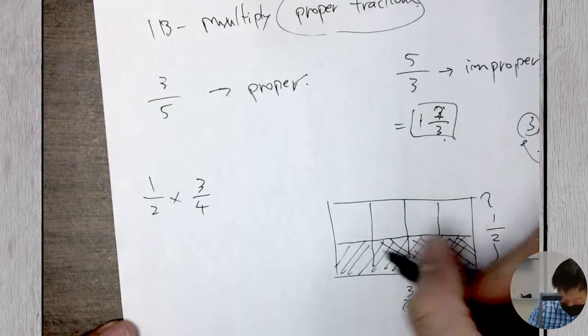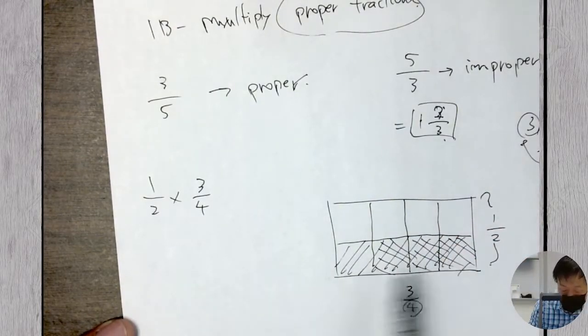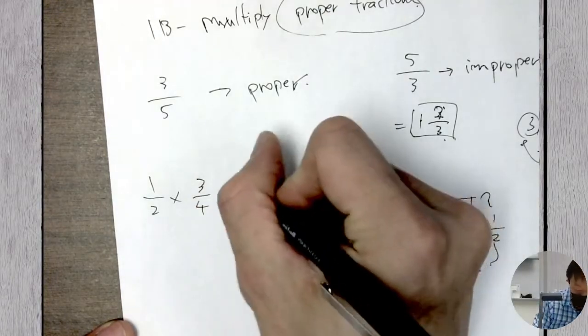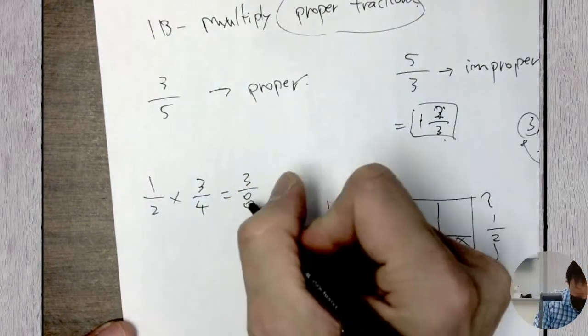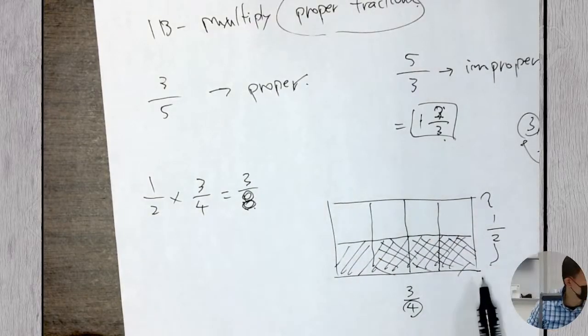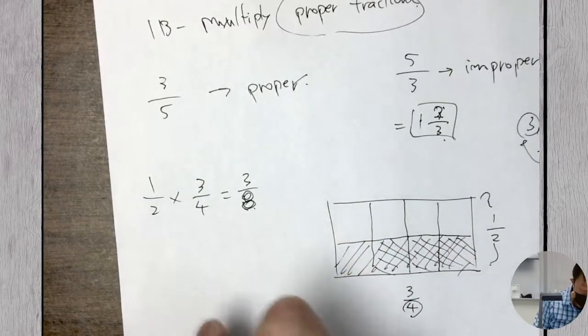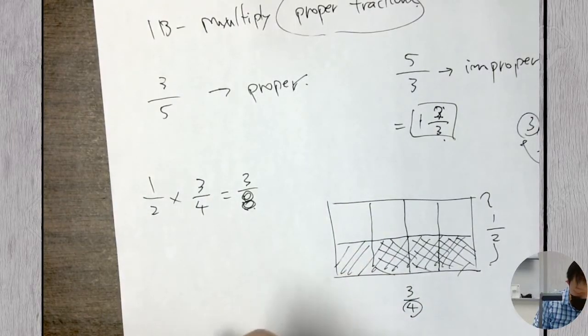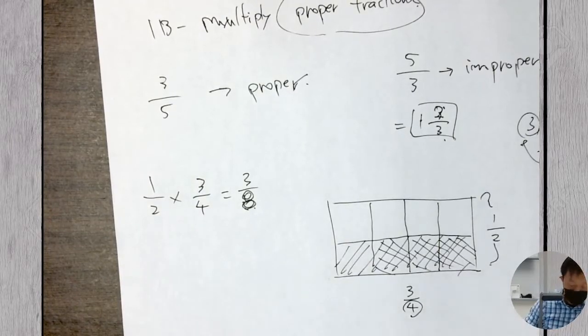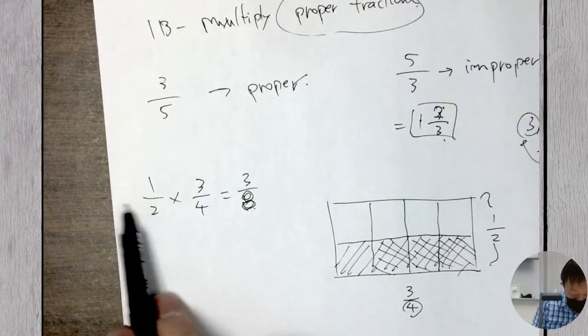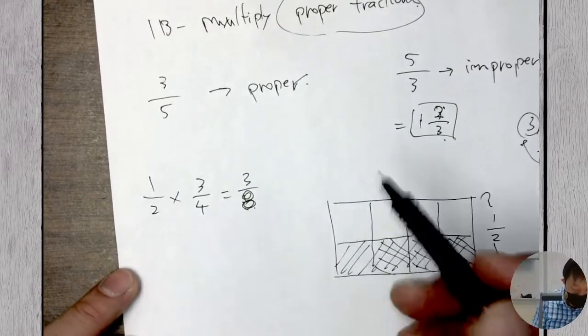Right, so that should be my final answer. It should be 3 parts over 8 parts. Okay, so from the picture we can see how it works. However, if I were to ask, what is 35/70 times 1/2? You're not going to draw a picture of 70 squares. It's going to take ages. So you have to recognize mechanically how you're going to do this, which we have done.